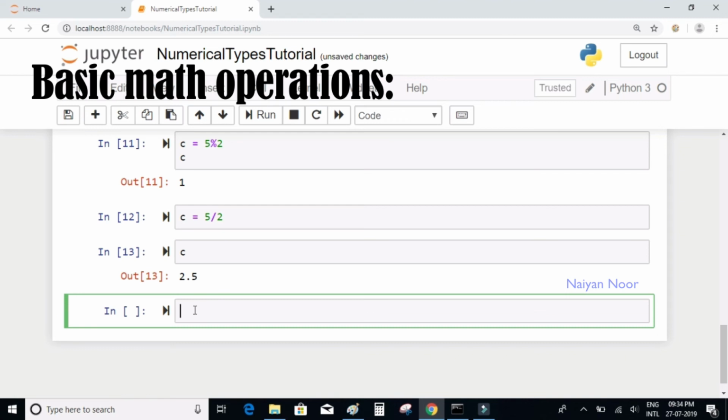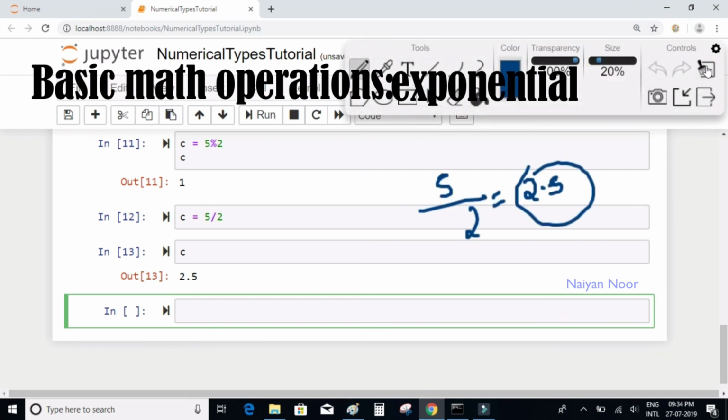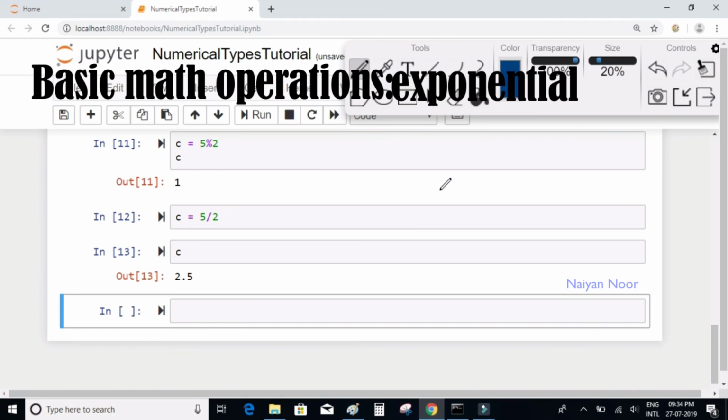We also have an exponential operator. So what does an exponential function do, right? Let me give one example of what exponential is. For example, if you want to find 2 to the power of 3, something like that.